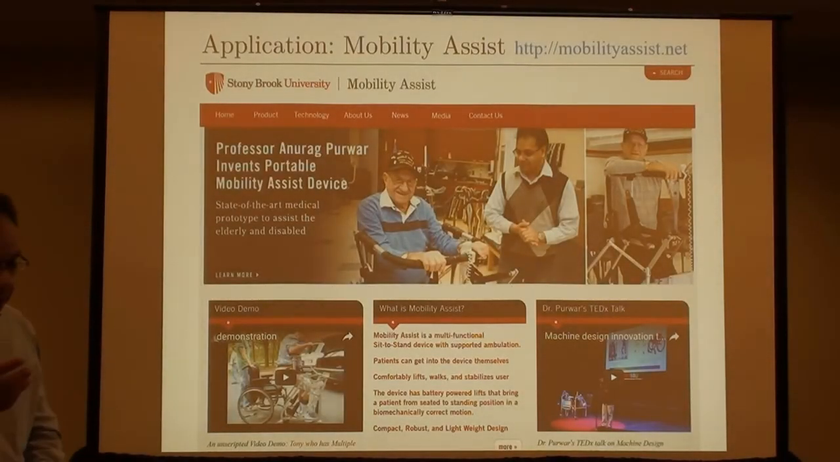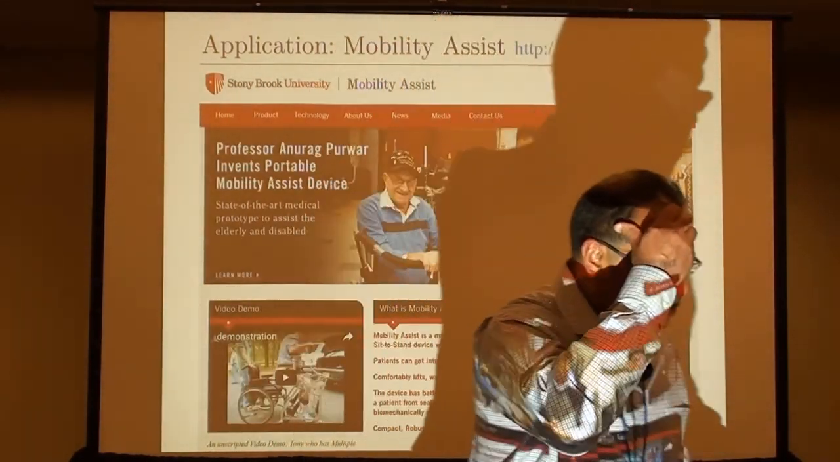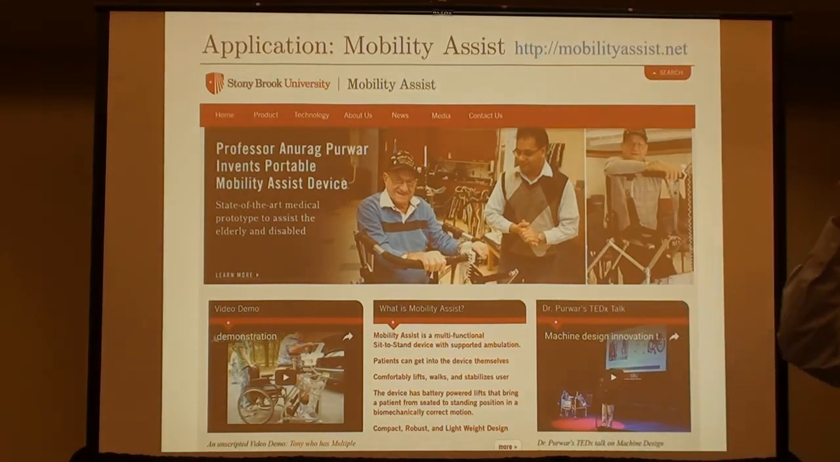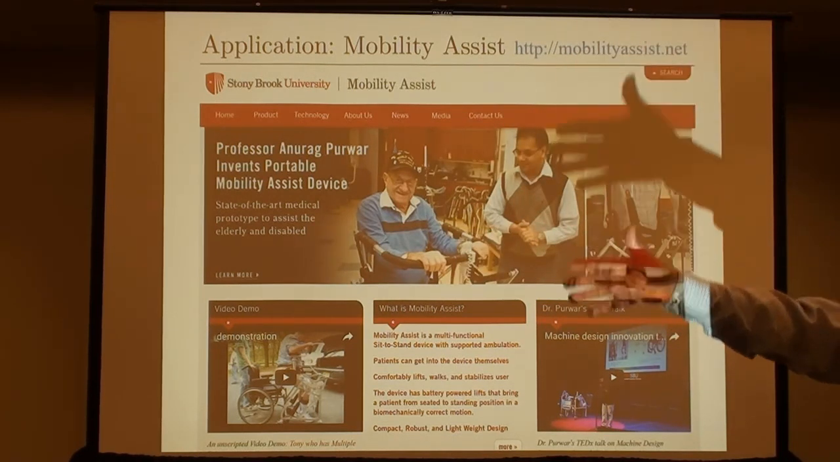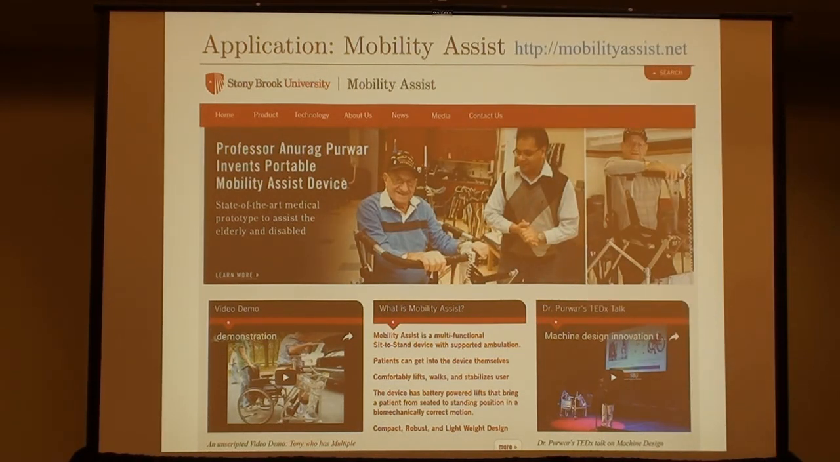So let me show you a neat example of something that I was fortunate enough to be involved in. Yesterday, somebody in the audience asked Mr. Grewal how we can make these devices available for people. I had a friend a long time ago, who unfortunately passed away last year when we were at the Quebec IDETC. He needed assistance in getting up because he had post-polio syndrome, and he asked me if I could design something for him.